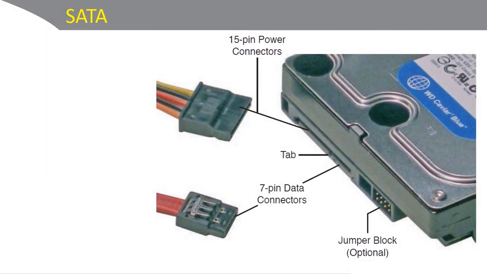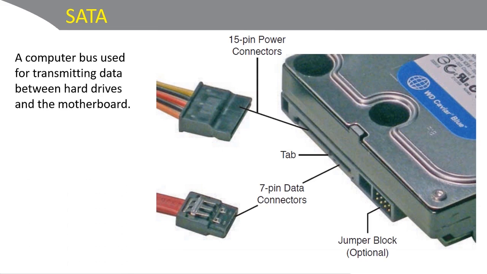SATA is very common in today's PCs and laptops. The Serial AT Attachment, or SATA, however you want to say it, is a computer bus that's used for the transmission of data between hard drives and the motherboard, or an adapter card. It allows for data transfer rates, or DTRs, between 1.5 gigabits per second and 16 gigabits per second, depending on the revision of SATA.